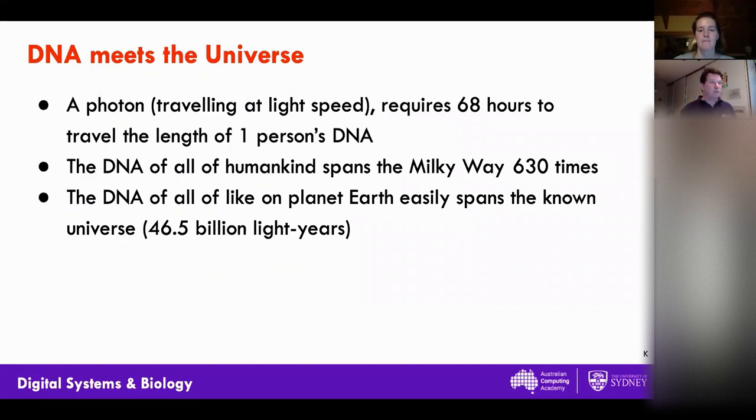And I like these connections to biology. If you think of a photon, if we now travel at light speed along that line, that string of DNA of one person, that takes 68 hours to travel. 68 hours, the length of one person's DNA. Now, if we take the DNA of every person on Earth, close to 8 billion people, and say, give me all your DNA, if we could do that and string that all up, we would get a string the length of 630 trips across the Milky Way.